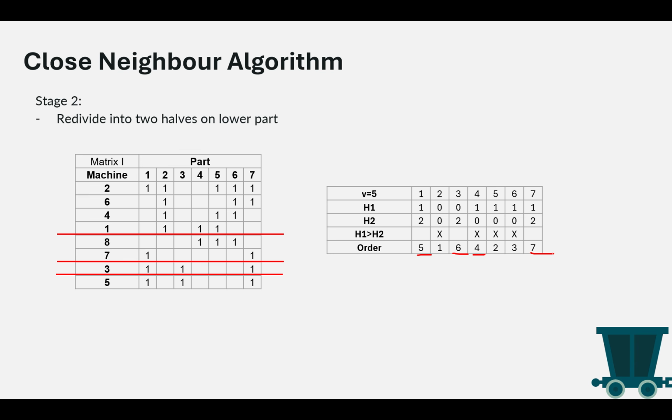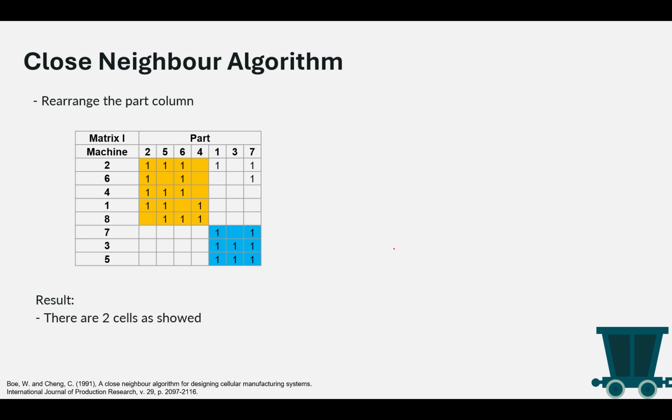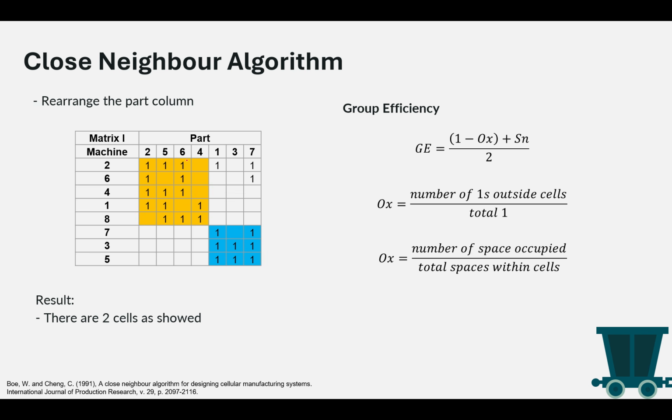Okay, and then we can rearrange the part row based on this order. And we've got 2 cells, like so.